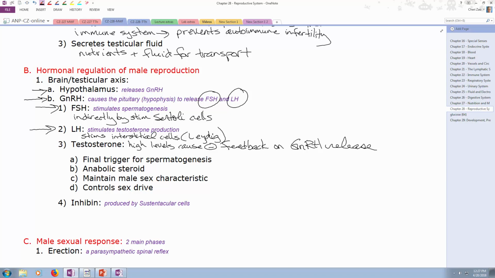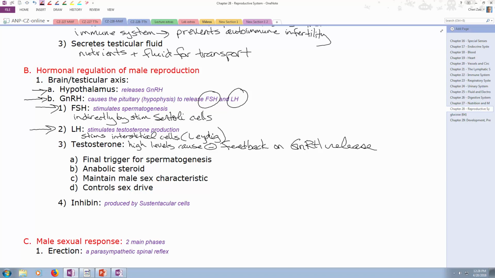So if they take testosterone, what does it do to their GnRH level? Tanks. What does it do to their FSH level? Tanks. So if we're not making sperm cells, what happens to the size of the testes? It decreases. What happens to their LH levels? Tanks, because they don't need to make any testosterone. Okay, so high levels of testosterone have a negative feedback on GnRH.